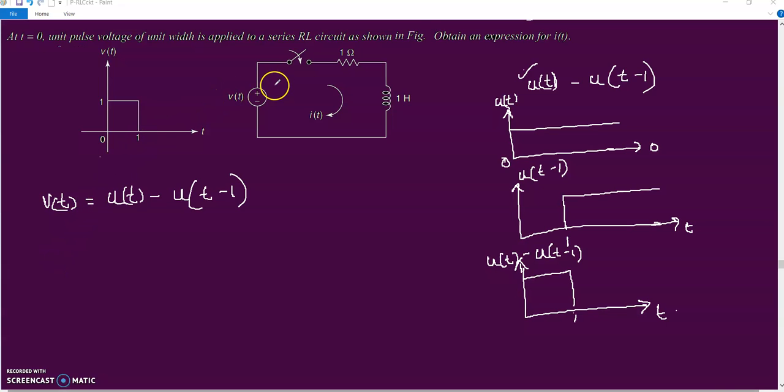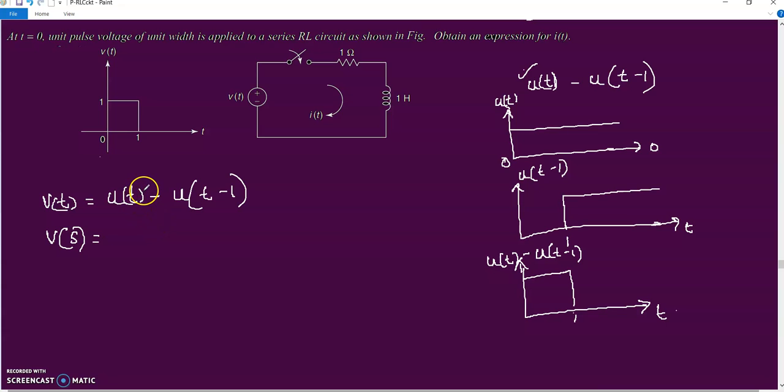Here we have to transform this circuit into the S domain. Only then can we find the expression for i(t). After transforming the circuit into the S domain, find I(s) and then go for i(t). These are the steps for these types of problems. So now we have to go for V(s). What is V(s)? The Laplace transform of this function.